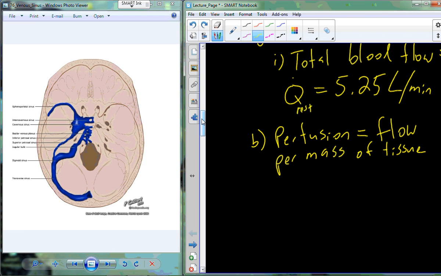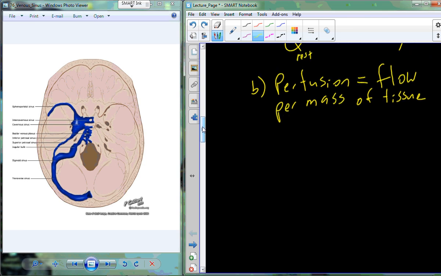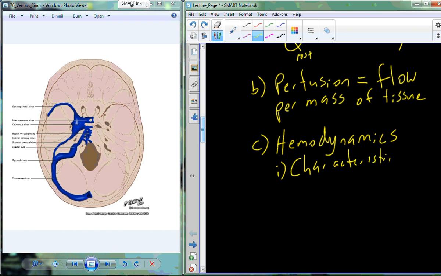Okay, so keep flow and perfusion sort of in your mind. Recognize the differences. Perfusion is going to be mass of tissue. Flow is just going to be a rate of measure or a rate of blood movement. Now, the area of physiology that is concerned with blood flow is going to be known as hemodynamics. And in fact, the individual who studies hemodynamics studies the characteristics of blood flow.